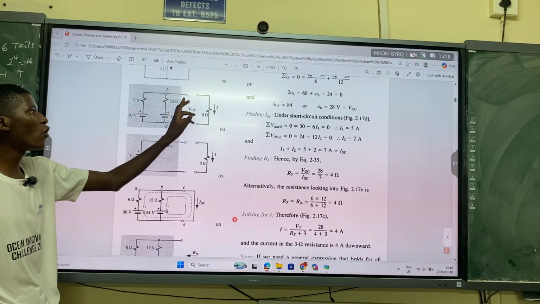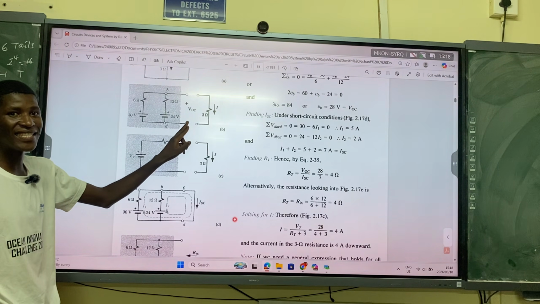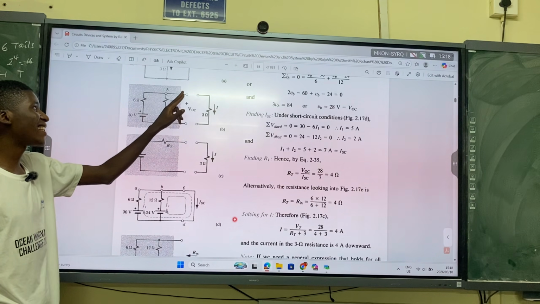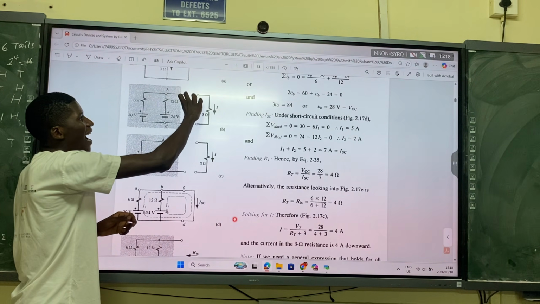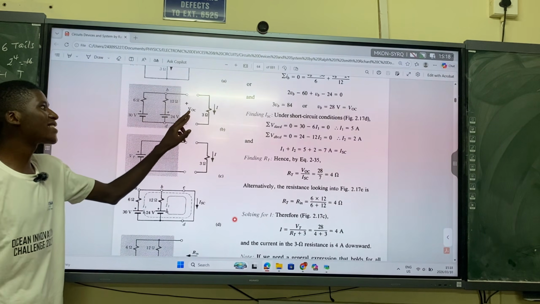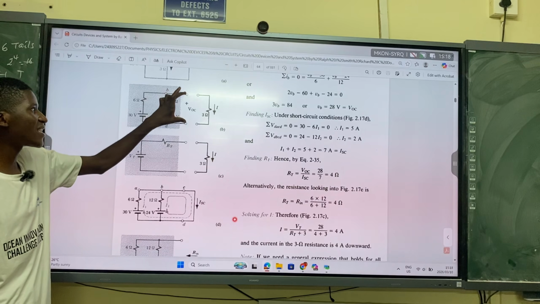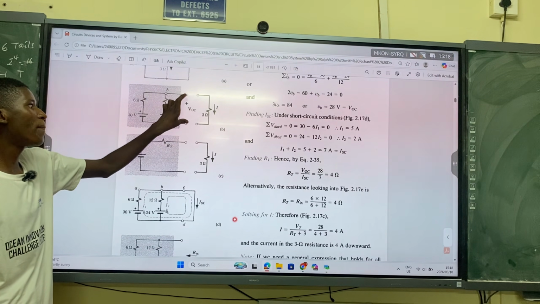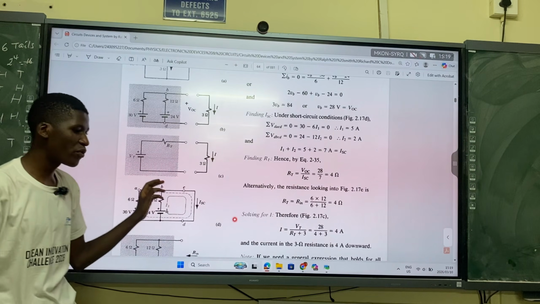Do you see, when we say open circuit voltage, we open the circuit at its end. So we are opening the circuit, there is no conductor in between. The voltage that we are going to measure across these terminals is the open circuit voltage, VOC. So it is the voltage across the open circuit.